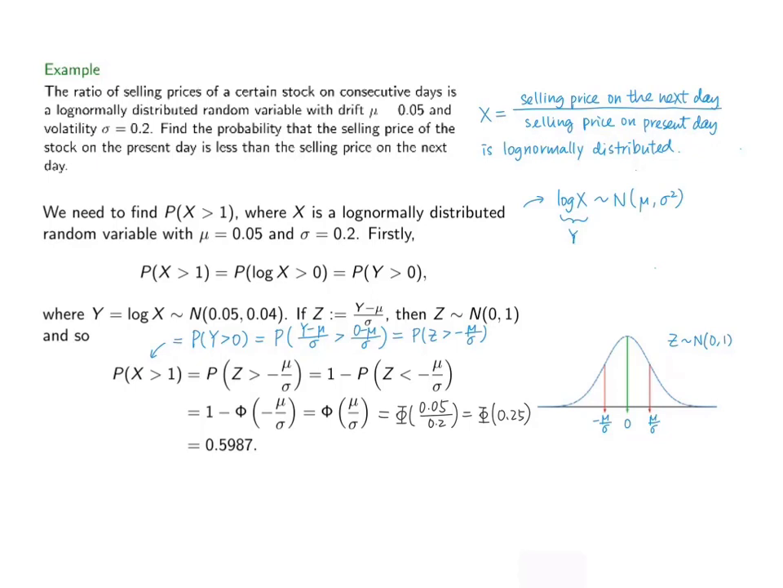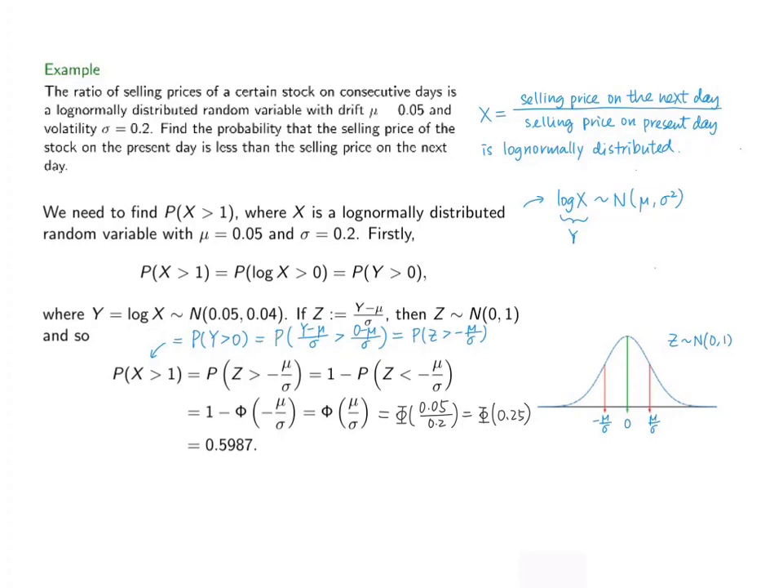We would like to find the probability that the selling price of the stock on the present day is less than the selling price on the next day. That is, to find the probability that the ratio X is greater than 1. Therefore, we wish to find the probability that log of X is greater than 0. If we denote Y as log of X, then Y is normally distributed with mean 0.05 and variance 0.04.